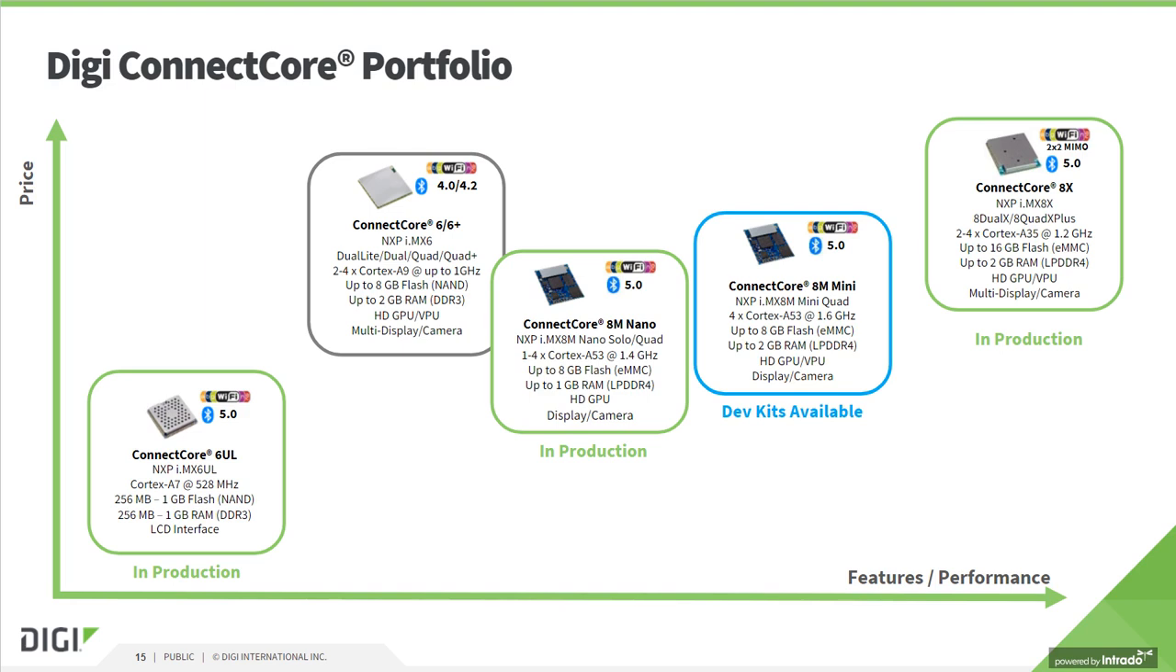Our range of SOMs scales from a single core Cortex A7 on the lower end to dual or quad core Cortex A53 in the mid-range and a dual or quad core Cortex A35 with advanced multimedia capabilities and many industrial interface options on the high end. All of these are specified for industrial temperatures at -40 to +85 Celsius. And all of them provide an option for an integrated pre-certified Wi-Fi and Bluetooth radio.